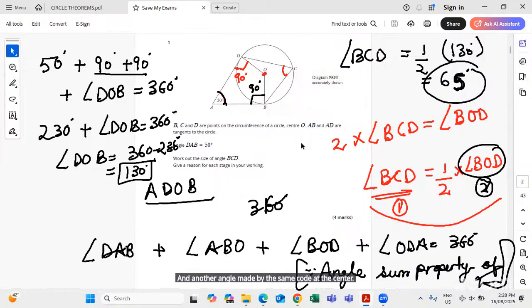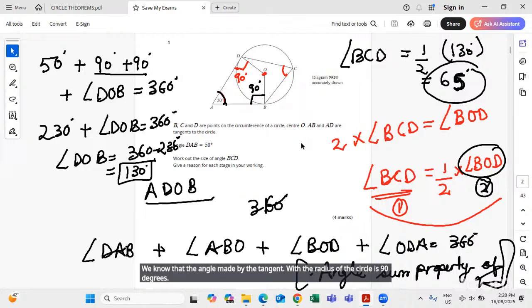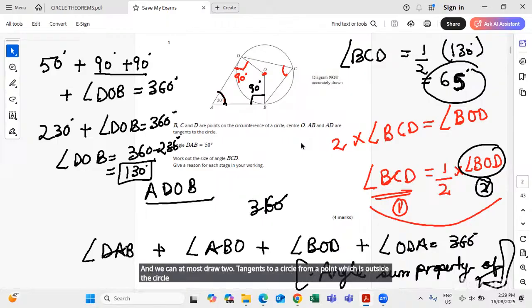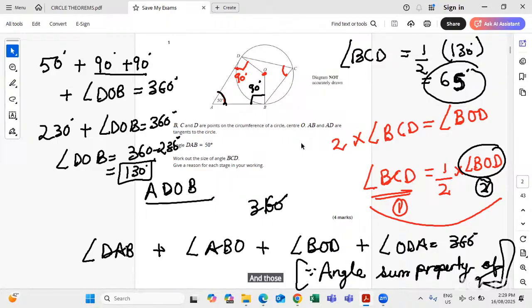We also understood the meaning of a tangent drawn to a circle. The angle made by the tangent with the radius of the circle is 90 degrees, and we can draw at most two tangents to a circle from a point outside the circle, and those two tangents are equal in length. Based on all that, we solved this one question in today's live session.